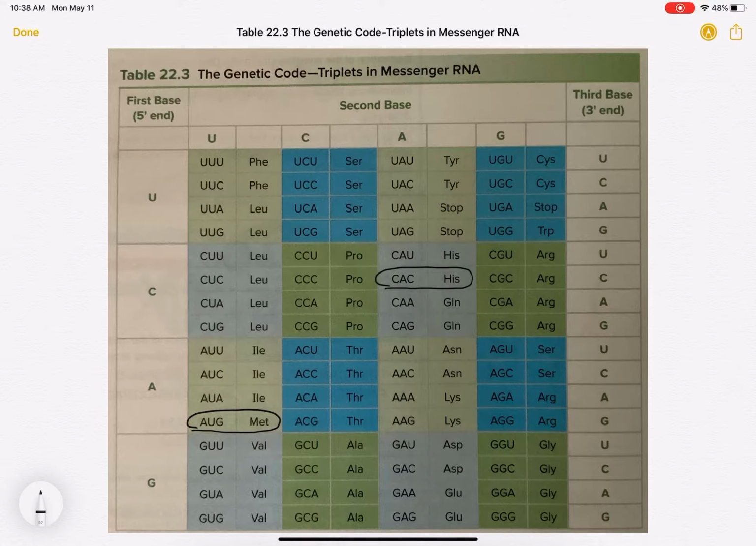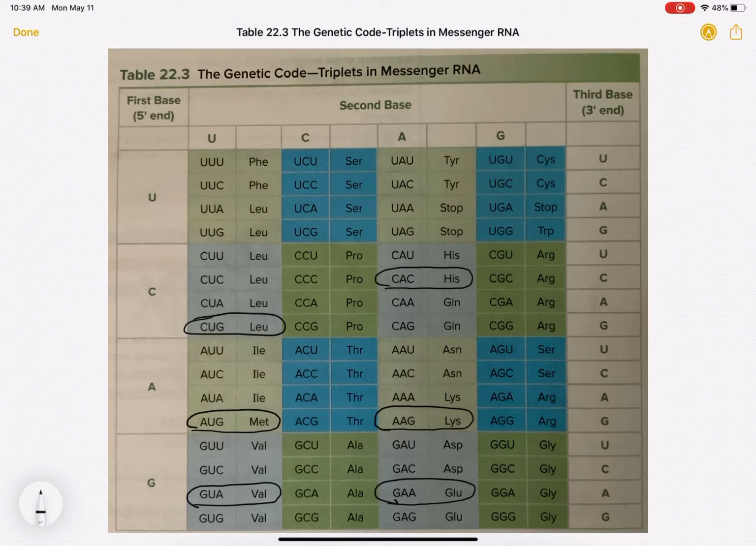AAG is right here. So number 3 will be LYS, then GAA. GAA is right here, GLU, and then GUA, which is right here, VAL, and last but not least, CUG, which is right here.